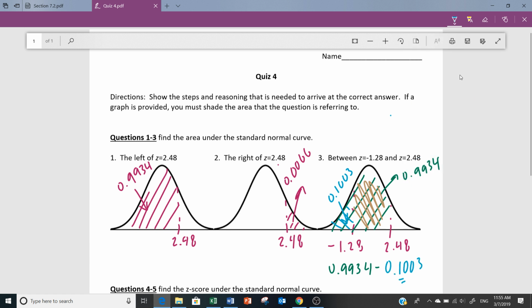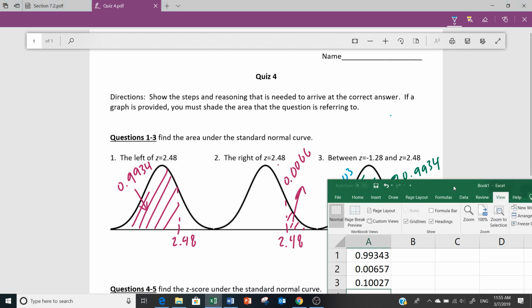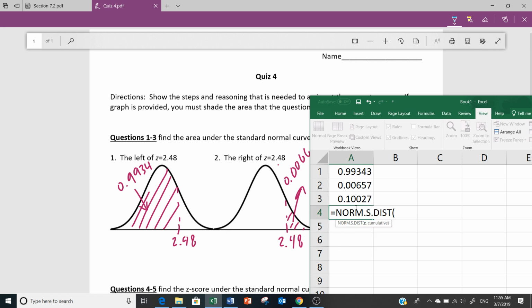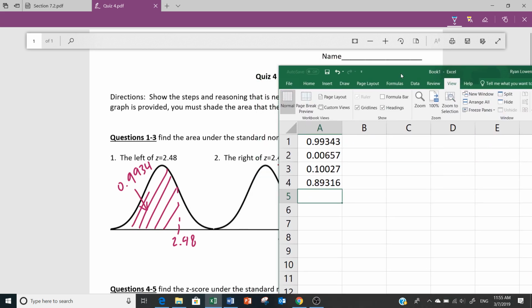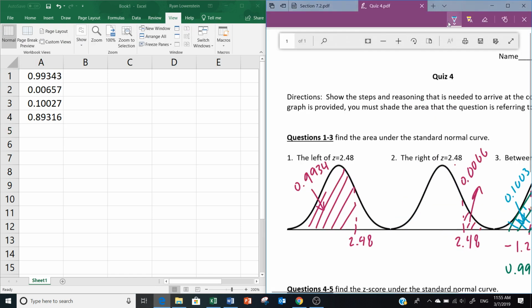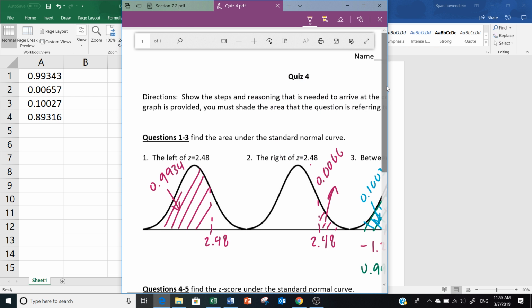0.1003. And again, I can just do that all in one step in Excel. I could just do equals NORM.S.DIST of 2.48 comma TRUE minus NORM.S.DIST of negative 1.28 comma TRUE for a total answer of 0.8932. The final answer was 0.8932.